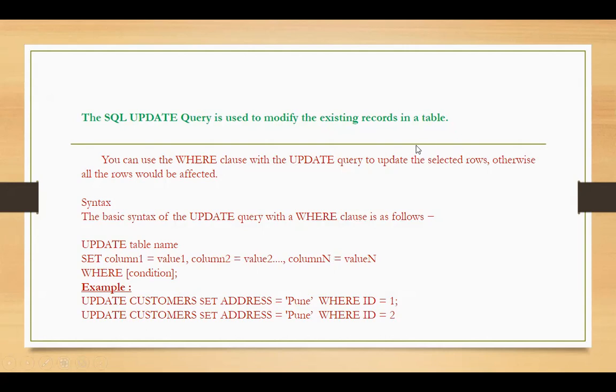So here, update customer, where customer is the table name, followed by the set keyword, then address. We need to change the address to Pune where ID, which is another column field, has the value 1. Similarly, we can make another choice where we update customer, setting the address to Pune where ID is equal to 2. So here Pune can be some other value as well.